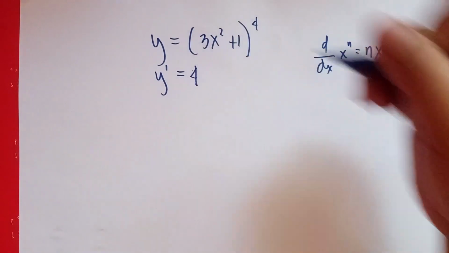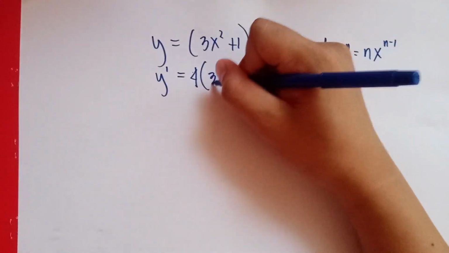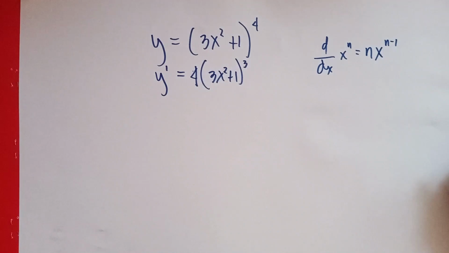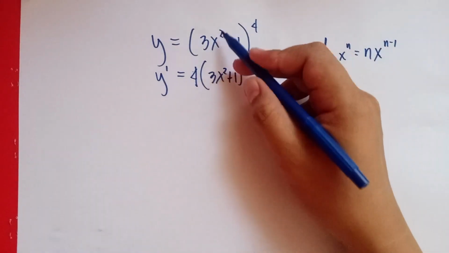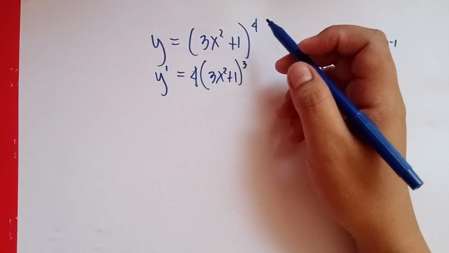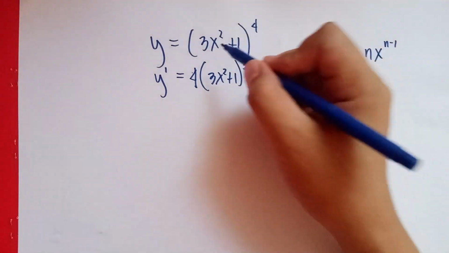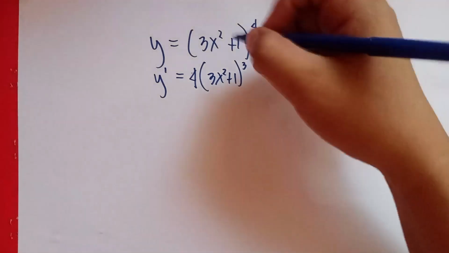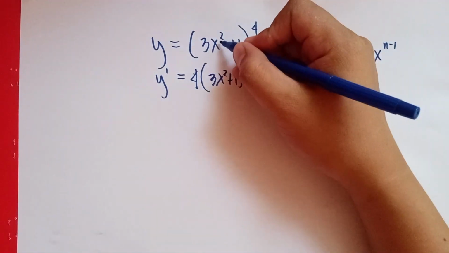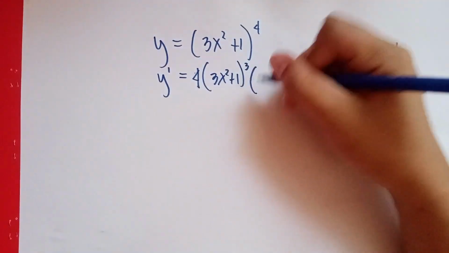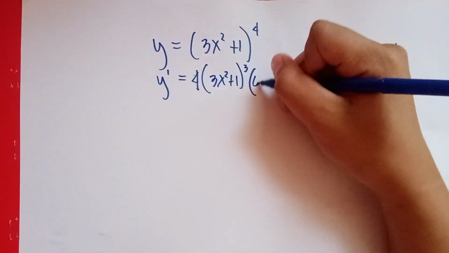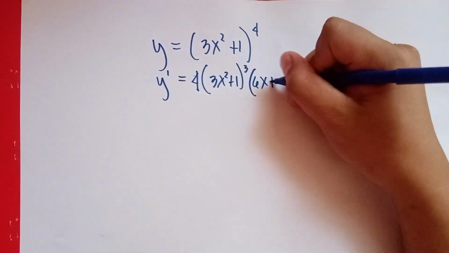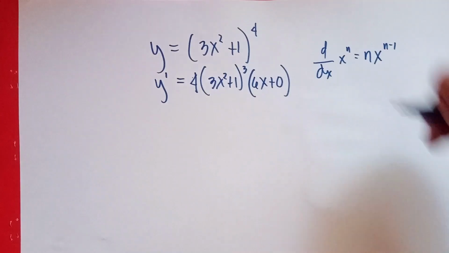Bababa dito. So, we have now 4. Copy this. We have 3x squared plus 1. Then 4 minus 1, that is 3. But 3x squared plus 1 is pwede pa natin kunin yung derivative nito. So, kukunin pa natin yung derivative ng 3x squared plus 1 because that is another function. So, that is equal to, what is the derivative of 3x squared? So, again, 2 times 3 is 6. So, x, 2 minus 1 is 1 na lang. Then, plus, derivative of 1 is 0.